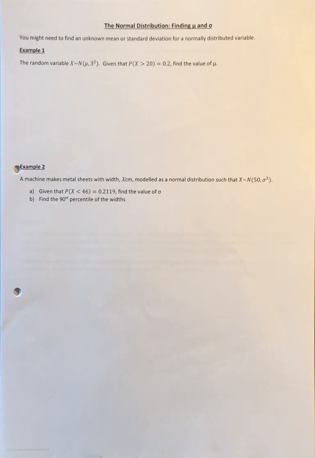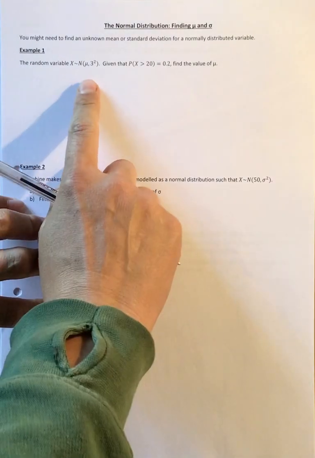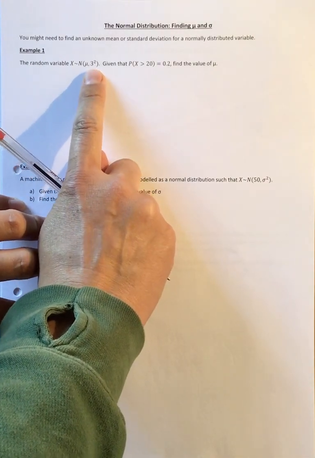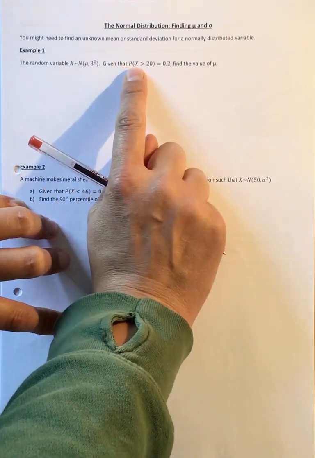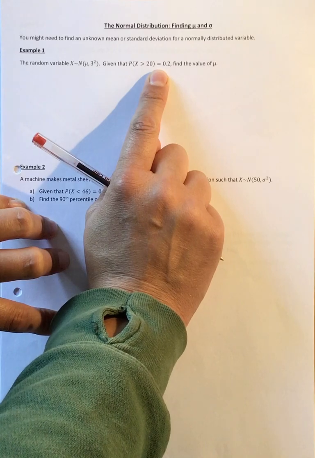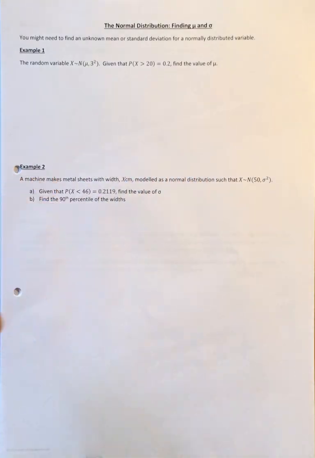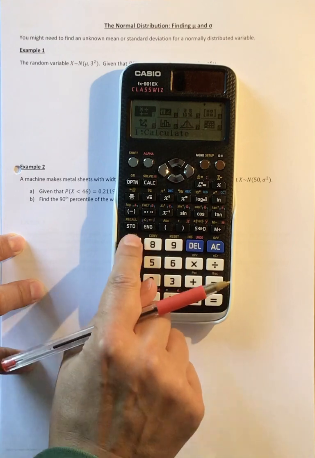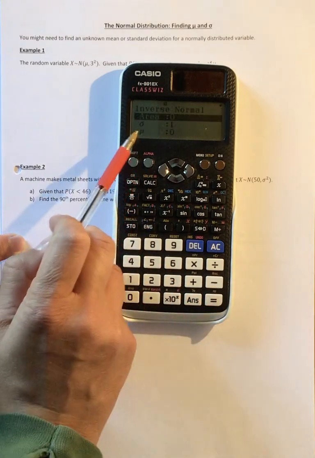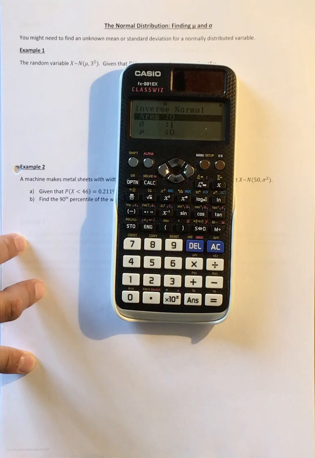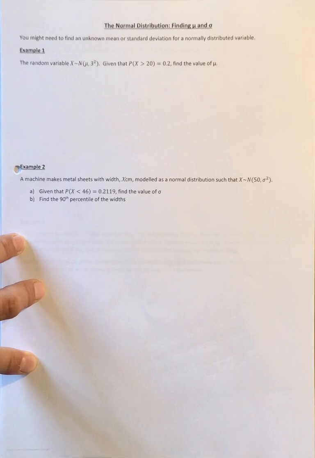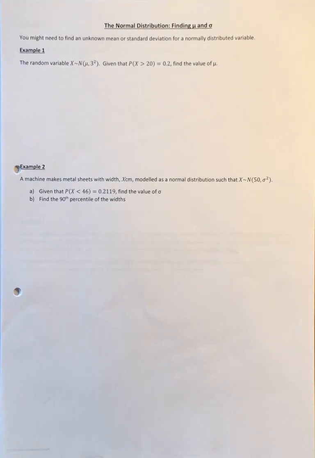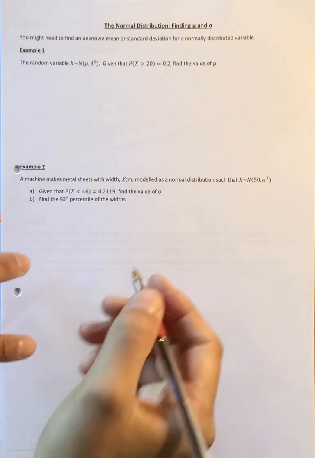In the first example, we've got a normal distribution with a mean which is unknown, which we're going to call mu, and a standard deviation of 3. And we're told the probability that x is greater than 20 is 0.2. Now we can't use the inverse normal function on our calculator because that requires us to know the mean and the standard deviation. But we can use a standardised normal distribution because we will know then that our mean is 0 and our standard deviation is 1.